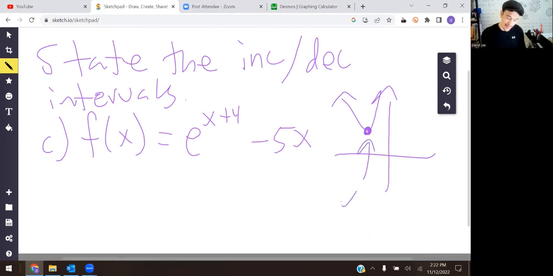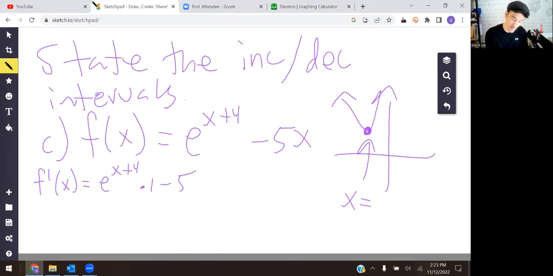The x coordinate there, that's your critical number, which you can find by finding the derivative and setting the derivative equal to 0. This derivative looks like this. e to the x plus 4 times 1 minus 5. The times 1 is because you multiply by the derivative of the exponent, which is just 1.